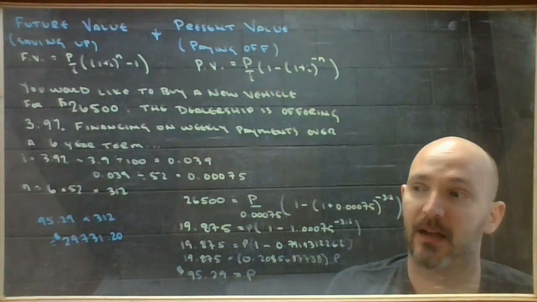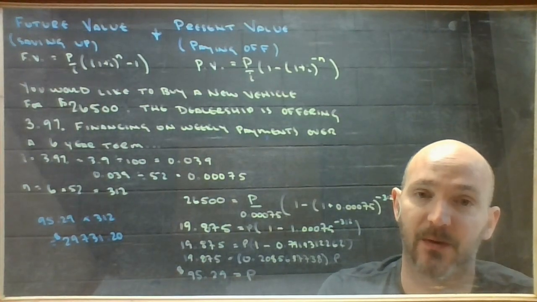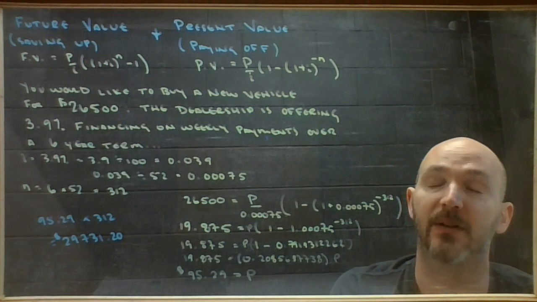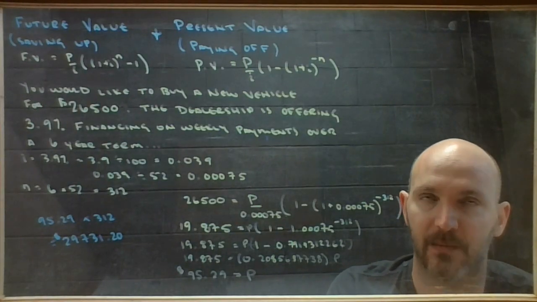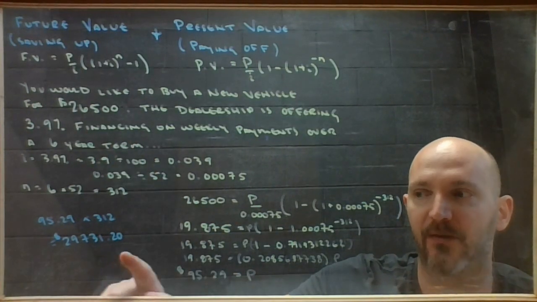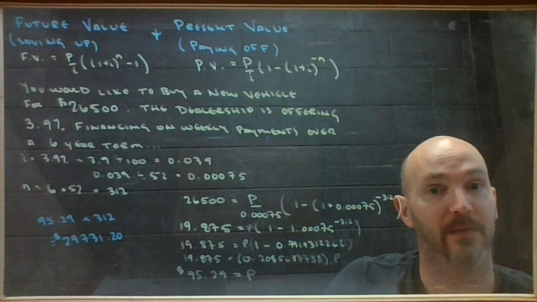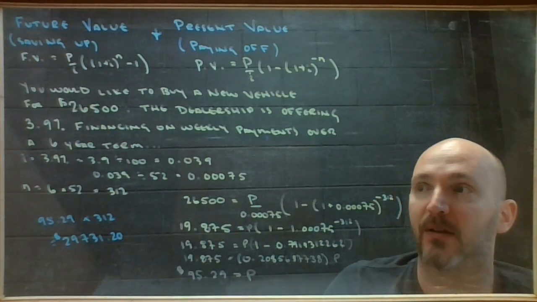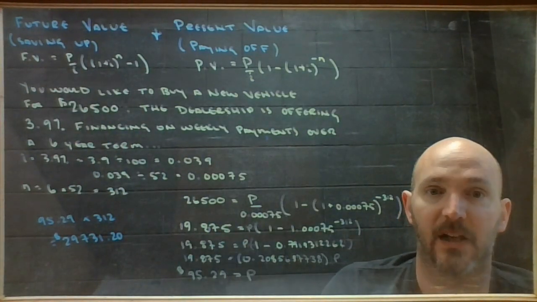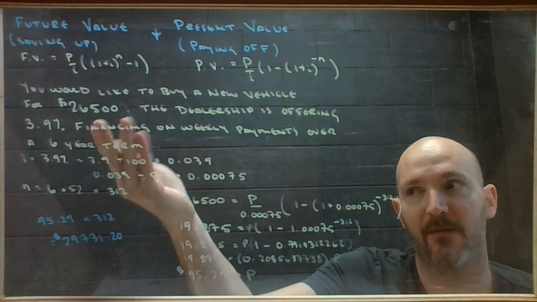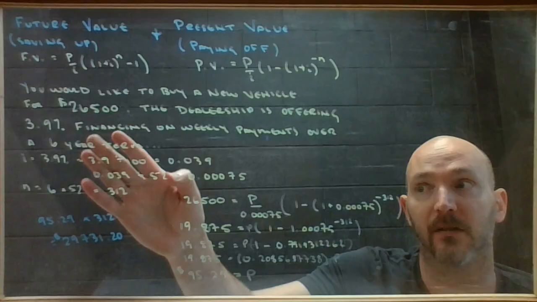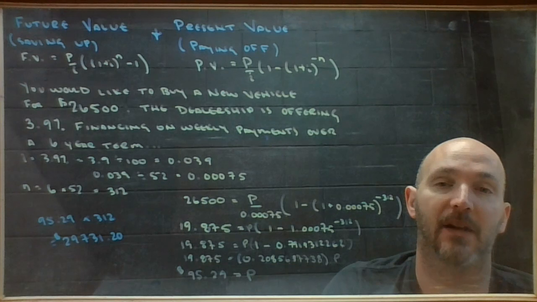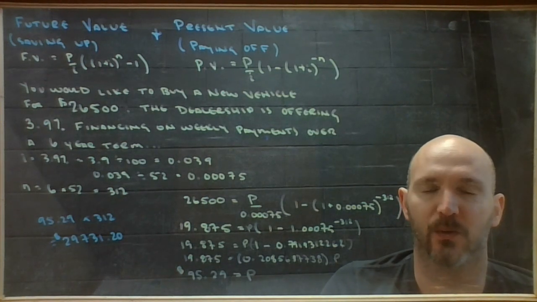So you will have ended up spending $29,731.20 on a vehicle that you only purchased for $26,500, and that should make sense. If they're charging you interest, you will have to pay back more than what you borrowed in the first place. Is $3,200 over 6 years a lot of money? Well, if you don't have this and you need a car, you're going to have to pay for the privilege of borrowing that money from the dealership. And that's just how the world works.